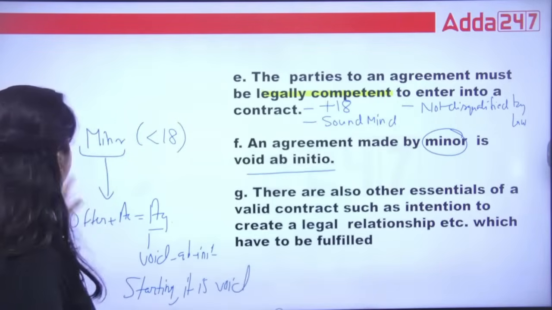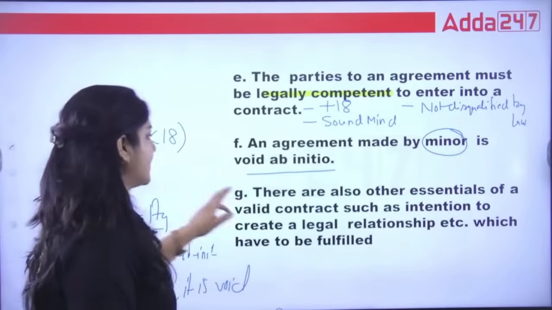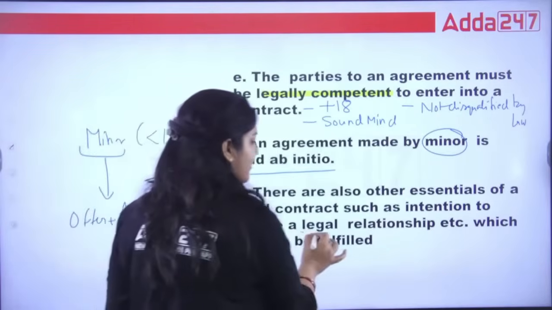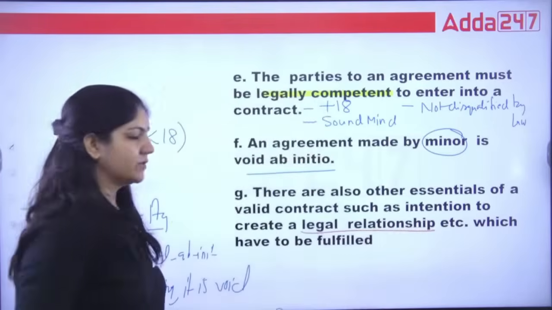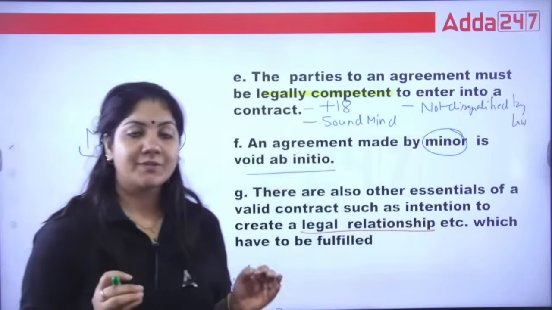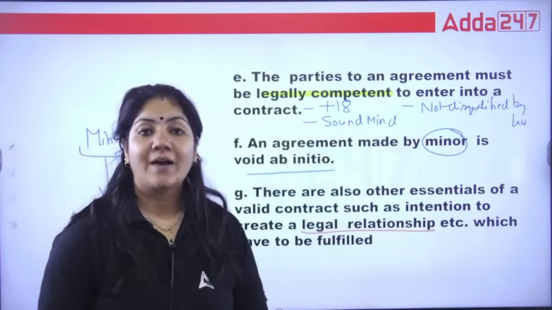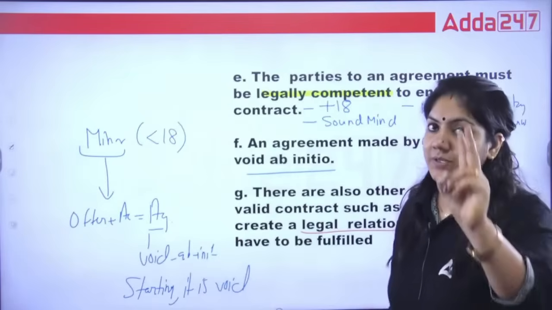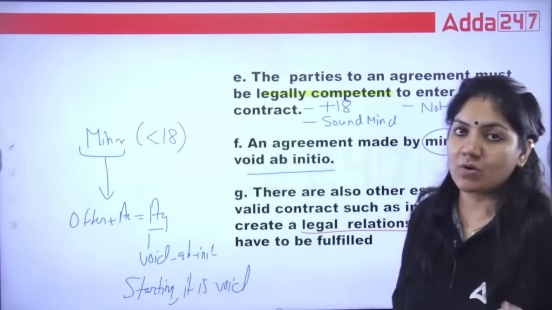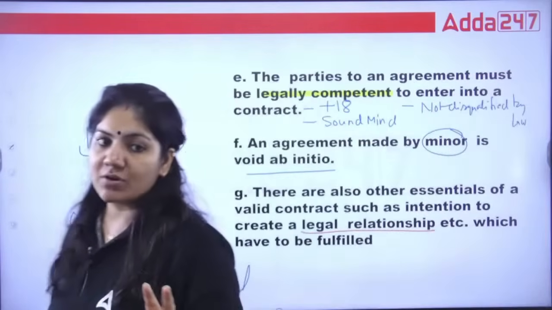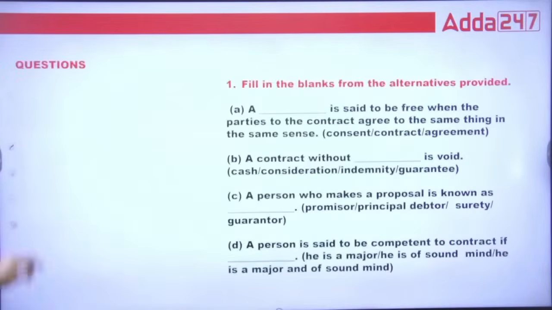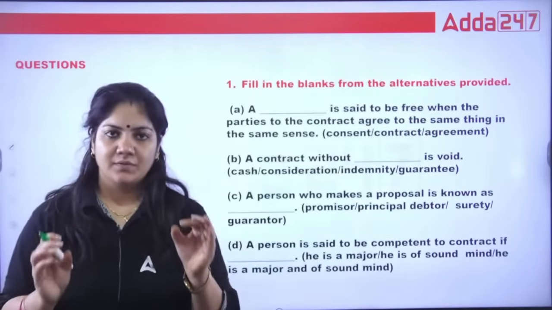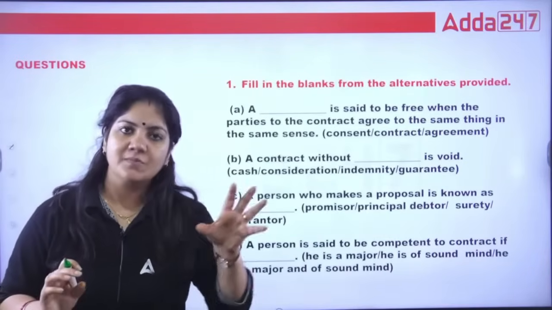That's it. Okay, next, there are also other essential elements of a valid contract, such as the intention to create a legal relationship, which has to be fulfilled. It means in the contract a legal relationship has to be created between two persons, and in every contract there must be two parties, because one person cannot make a contract with themselves. So class, that's it. We have done the crux of the Indian Contract Act, the general principles of contract.